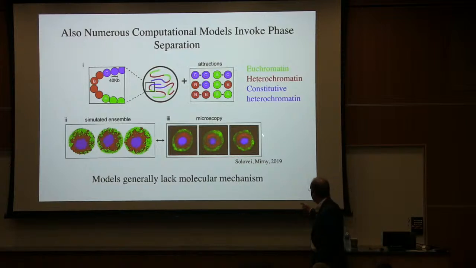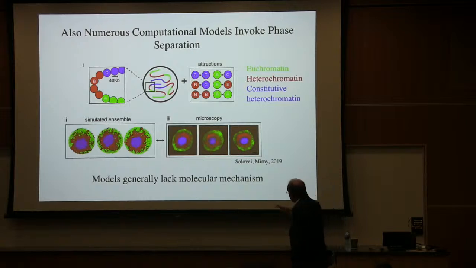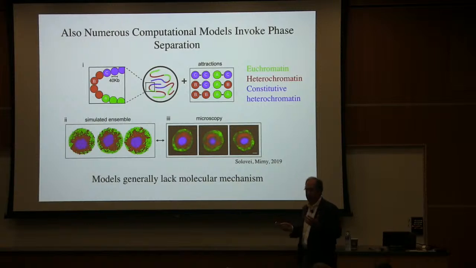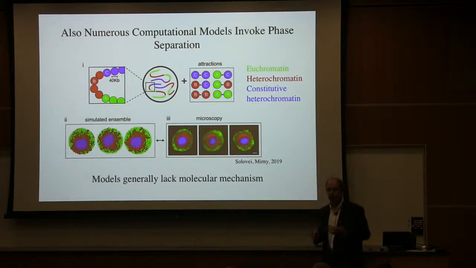And in some cases, they've been able to show that those match quite well actual microscopy data of different types of chromatin. An issue with these models is that they generally lack any kind of molecular mechanism. They say heterochromatin likes heterochromatin, euchromatin likes euchromatin, but they don't involve any specific kinds of context that would produce those interactions.